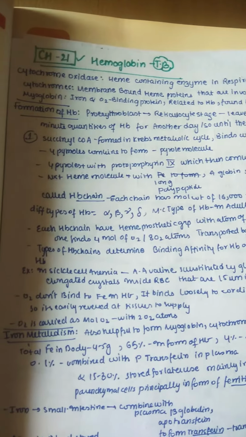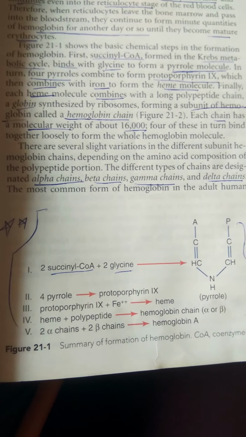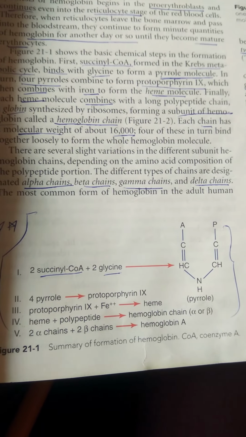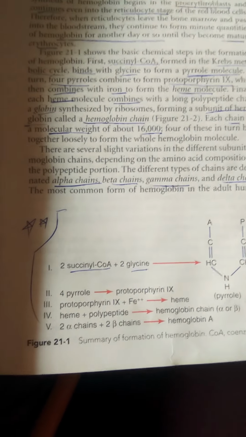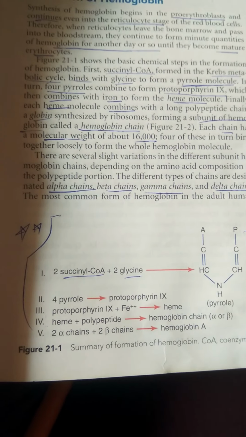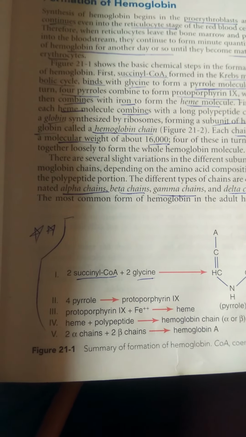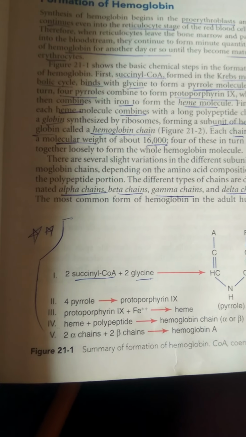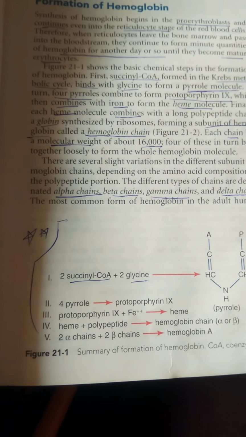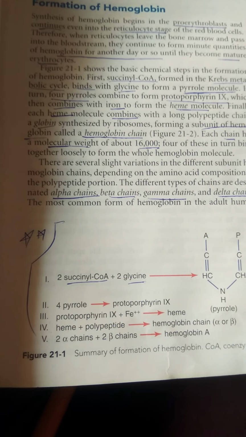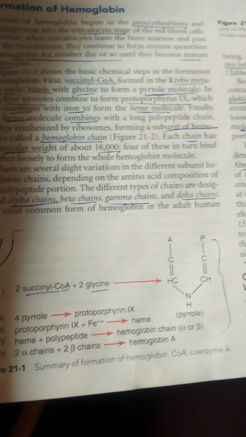First we will see how the process of hemoglobin formation takes place. This is the formation of hemoglobin with the help of the coenzyme CoA. So let us see how it is formed. First the succinyl CoA is formed in the Krebs metabolic cycle. You can see here on the right side, this is the succinyl CoA which is mainly formed from the Krebs metabolic cycle. It binds with the glycine, so you can see here binding with the glycine to form the pyrrole molecule.